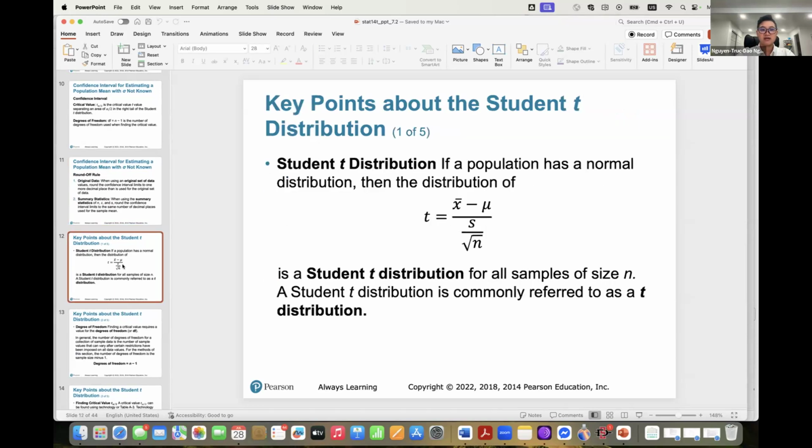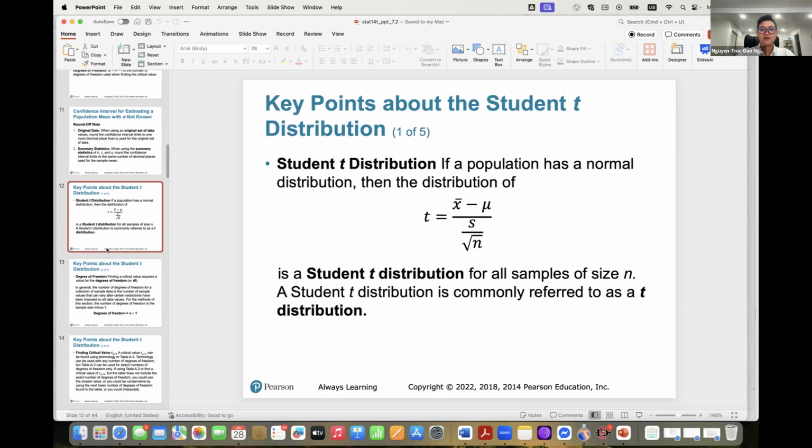So in this case, let's check the formula for the student t distribution. If a population has a normal distribution, then the distribution of t will be calculated by this formula. Now, this is a student t distribution for all samples of size n. And a student t distribution is commonly referred to as a t-distribution, right? We remove the word student, and we just say t-distribution. And the other one is the chi-square distribution, right?